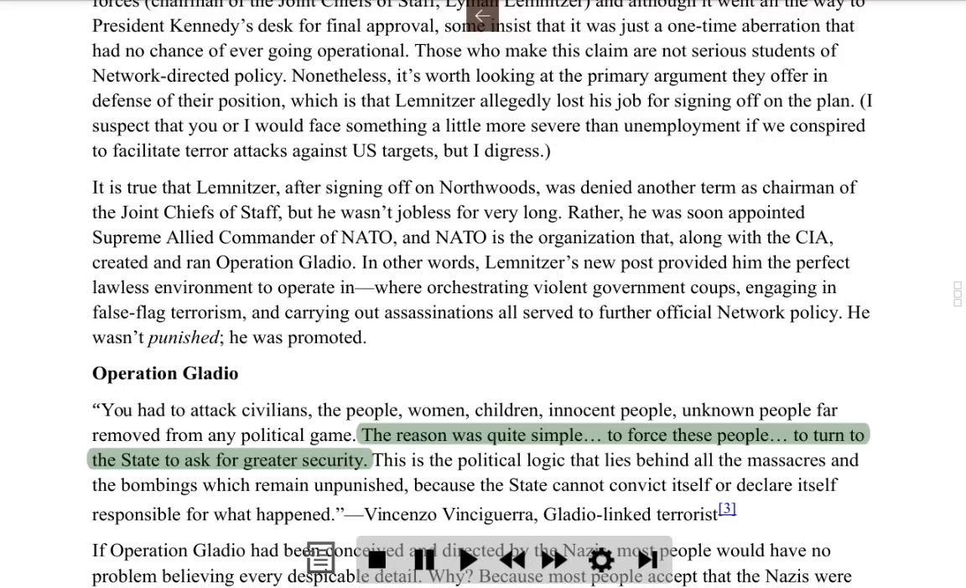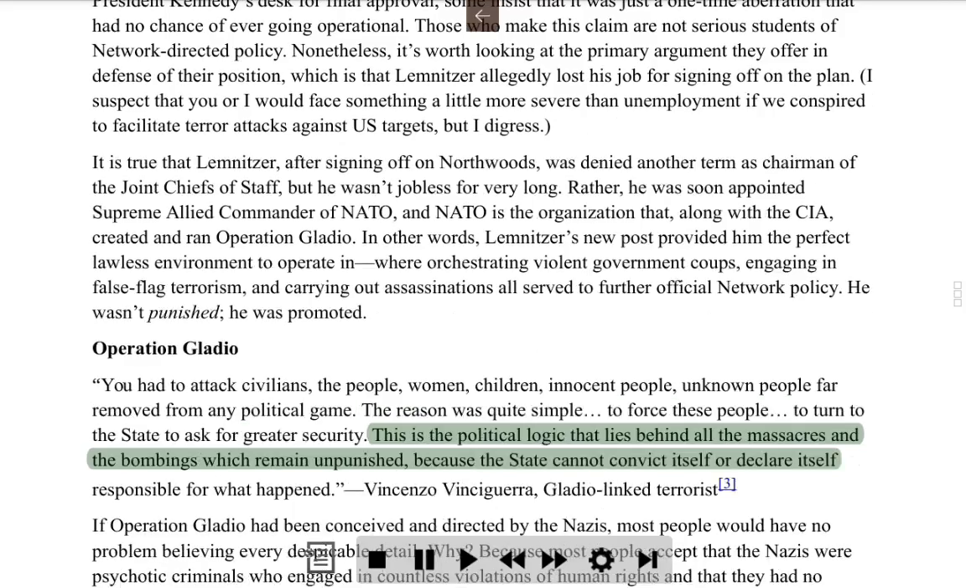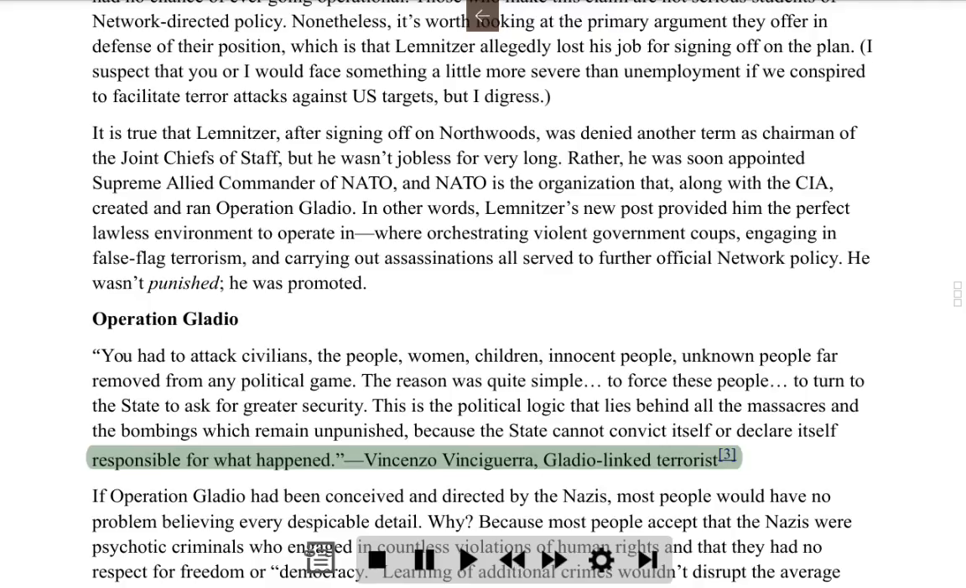The reason was quite simple: to force these people to turn to the state to ask for greater security. This is the political logic that lies behind all the massacres and the bombings which remain unpunished, because the state cannot convict itself or declare itself responsible for what happened. Vincenzo Vinciguerra, Gladio-linked terrorist. 3.